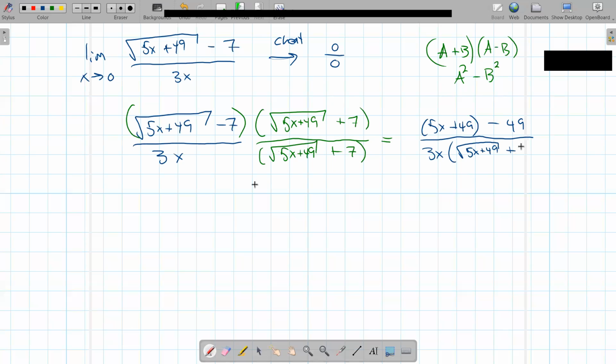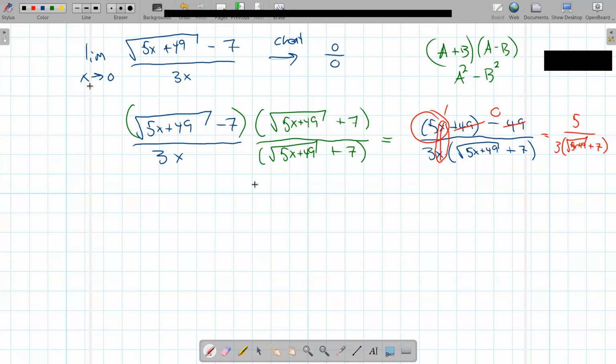And here you can see something magic does happen in the top. I have 49 minus 49, which is 0. 0 plus 5x is 5x. So that's my new numerator. And because the denominator 3x is connected by multiplication, these x's right here divide out and become a 1. So this whole thing simplifies to 5 in the numerator over 3 times the square root of 5x plus 49, plus 7.